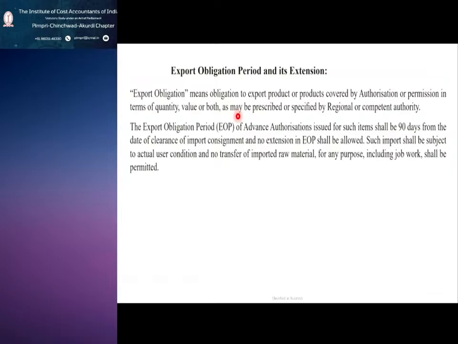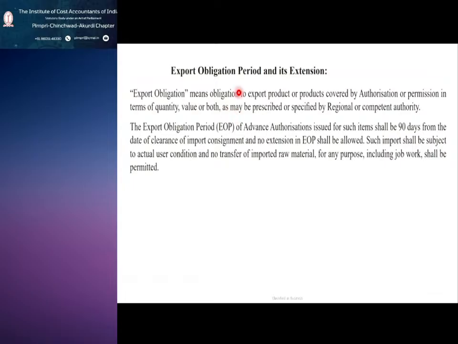Say for example, today is 3rd May 2025. So I imported a raw material. So within the next 90 days, I should use that raw material in the manufacturing of my finished product, and I should complete my export activity. That we call an export obligation.